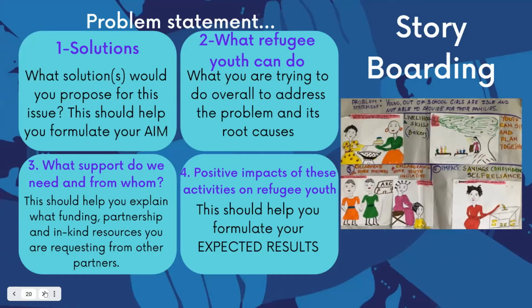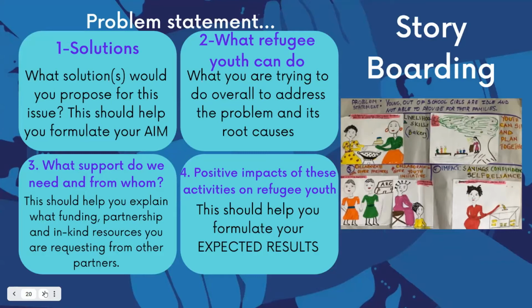When we're talking about writing the name at the top, you write the problem statement at the top. So if it's youth are not able to get job opportunities, that's your problem. This is what you're trying to solve. Then after you've done this, you divide your paper into 4 parts. The first part, number 1, is on solutions. So this would be looking at what solutions are you proposing?